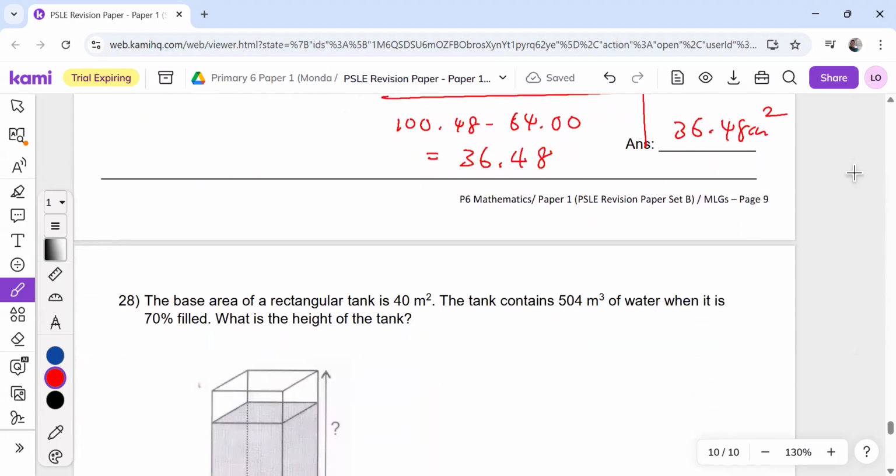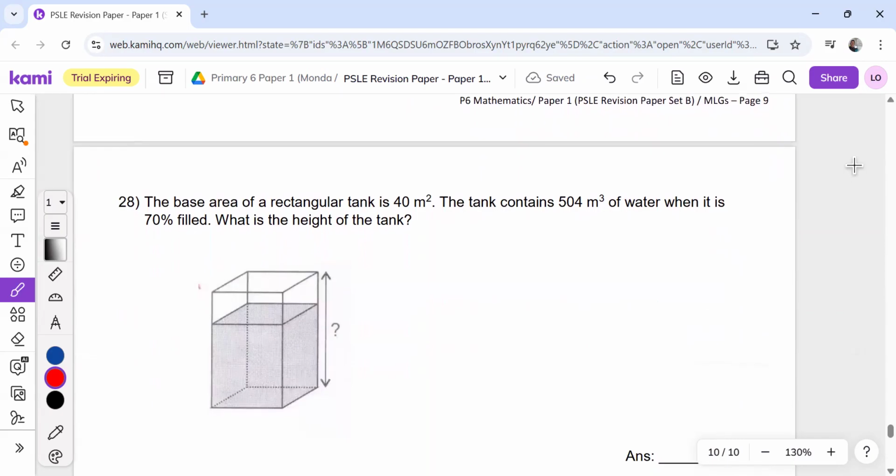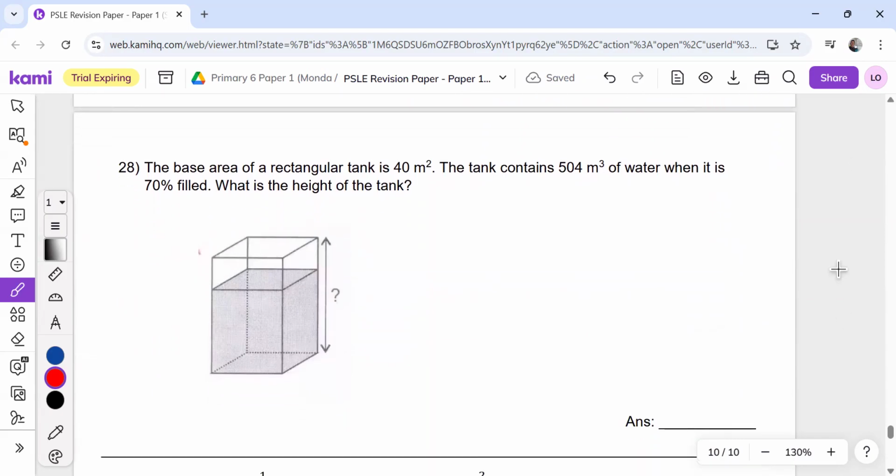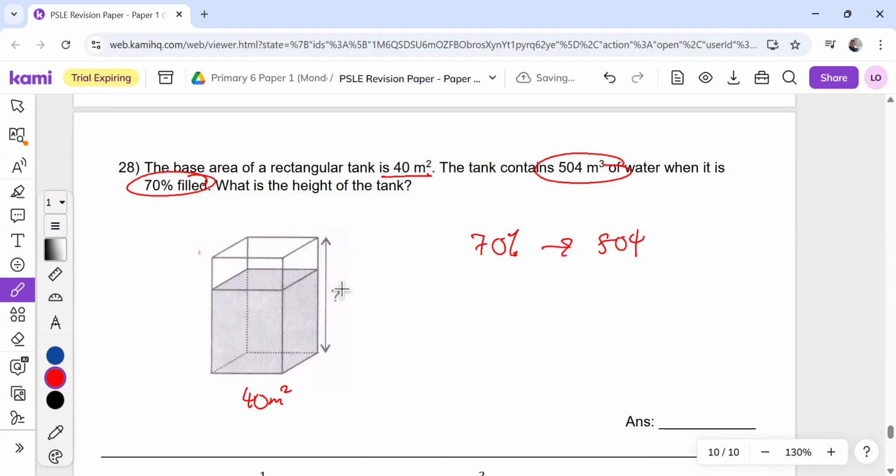Okay, so question number 28. Now, question 28, the base area of the rectangular tank is 40 meters square. So go and put 40 meters square. If you see pictures, you must put numbers on the picture. The tank contains 504 meter cube when it is 70% filled. So that tells you 70% is 504. Then can you find what is the height?